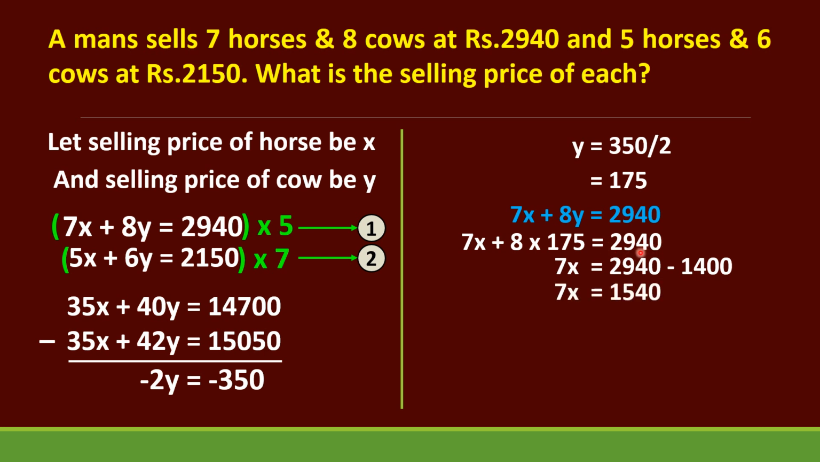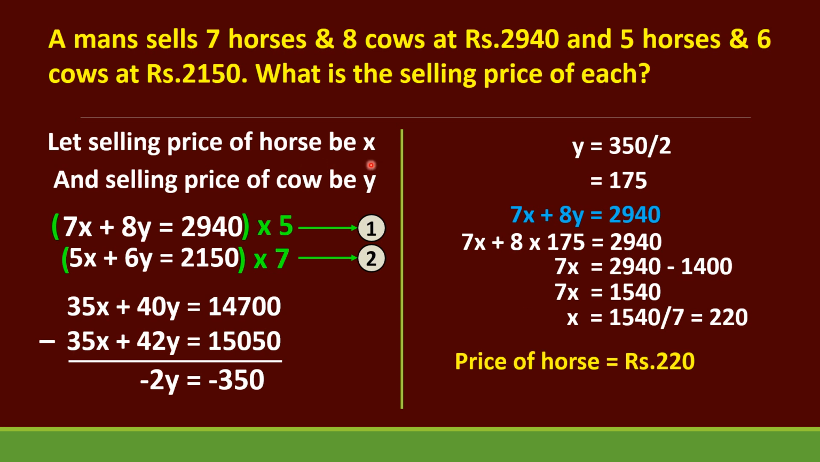Thus we get 7x is equal to 1540. So x is equal to 1540 divided by 7, that is 220. Now x is 220, so the selling price of the horse is 220. Thus we get the price of the horse as 220 and the price of the cow as rupees 175.